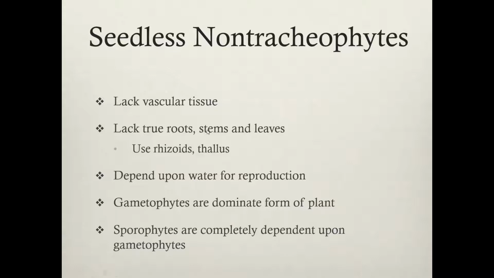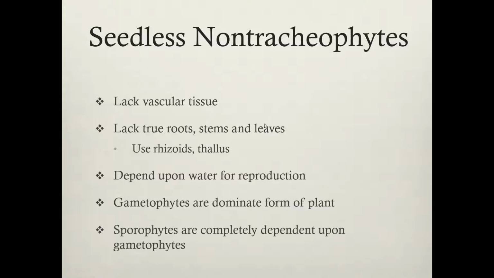Another unique characteristic to the nontracheophytes that separates them out from more recent lineages is that they don't have true roots, stems, and leaves. We're going to learn more about this later on, but roots, stems, and leaves are plant organs. And you have to think about the definition of an organ to understand this. An organ is two or more tissues coming together to achieve something in the organism. So roots, stems, and leaves, if you cut any of them in half and looked at them under a microscope, you're going to see multiple tissue layers that make up these organs.